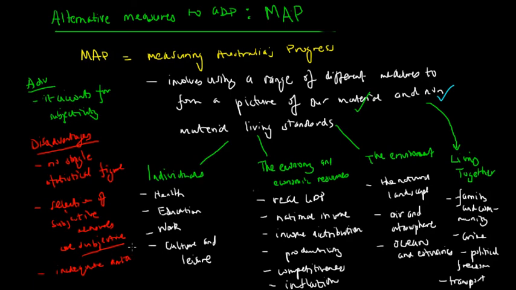So there is a limited range of statistical indicators available to the ABS upon which to determine progress. So with limited resources, the ABS does not measure all aspects of our living standards. And so some data has not been collected sufficiently and therefore not included in calculations. And so comparisons may be very difficult to make between years. So we can see that although Measuring Australia's Progress has its advantages, it also has its disadvantages. But essentially it involves a range of different measures: individuals, the economy and economic resources, the environment, and living together, to form a picture of how our material and non-material living standards actually are.